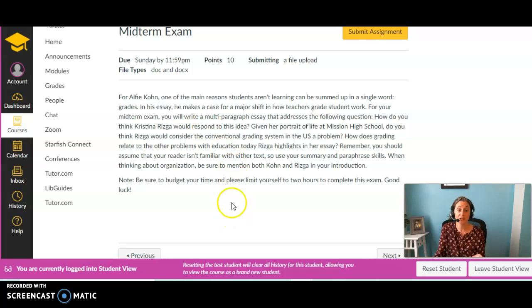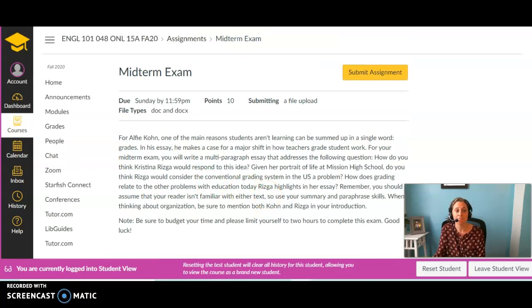Okay. Be sure to budget your time, and please do limit yourself to 2 hours. This isn't set up like a quiz that shuts off, but the final will. So the midterm, you're just kind of on your honor. When you do the final exam at the end of the semester, that will be timed, and it will shut off. From the moment you open it, you'll only have 2 hours to do the whole thing. So this is good practice. Okay. So that is it.